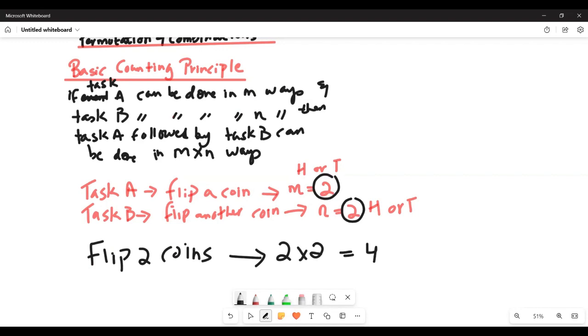What are those 4 outcomes? Head head, head tail, tail head, tail tail. So task A can be done in 2 ways, task B can be done in 2 ways, so task A followed by task B can be done in M times N, which is 2 times 2 ways.